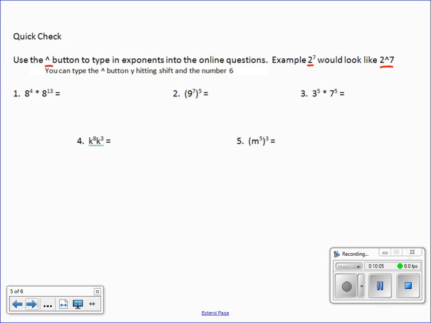So you have 5 problems now. I want you to answer these 5 problems. Do them on your paper first, and take those answers and type them into the online questions, and hit submit.